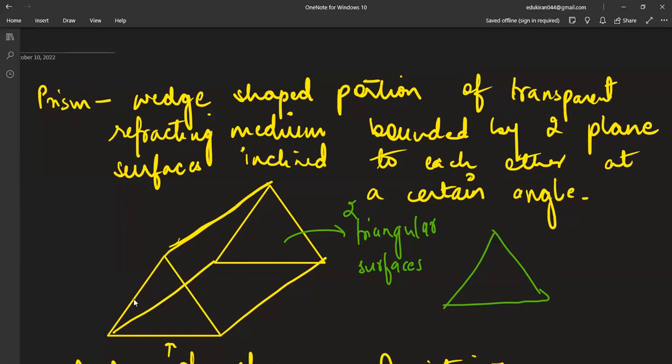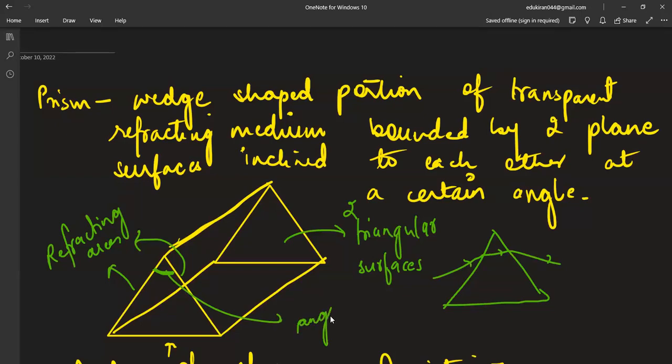Okay, these are the refracting surfaces. This surface, this surface, this surface, these act as the refracting surfaces because light will enter like this, refraction will occur like this. And this angle, which is formed by the inclination of the two rectangular pieces, this is called the angle of the prism. Okay, note it down. This is the last topic from ray optics.